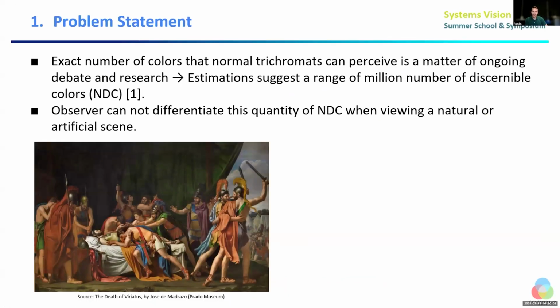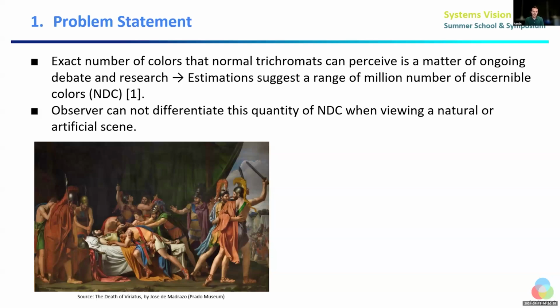Color plays an important role in the creation of art. Numerous studies have shown a direct link between color perception and emotion. While there is still some debate over exactly how many colors a normal trichromat can perceive, the estimations suggest it is within the range of millions of discernible colors. Despite this, an observer cannot differentiate or retain this quantity of discernible colors when viewing a natural or artificial scene.